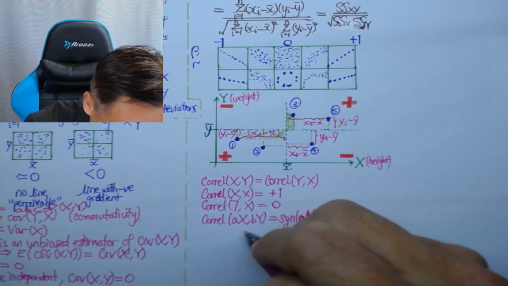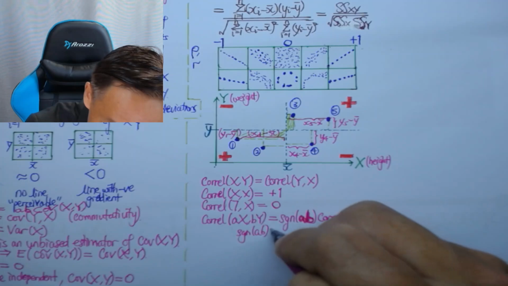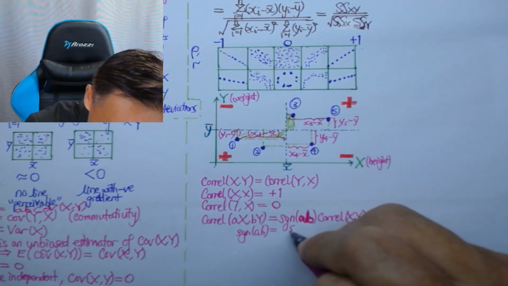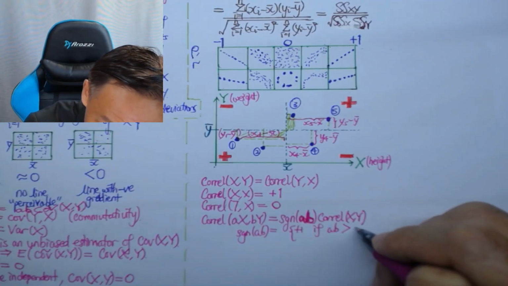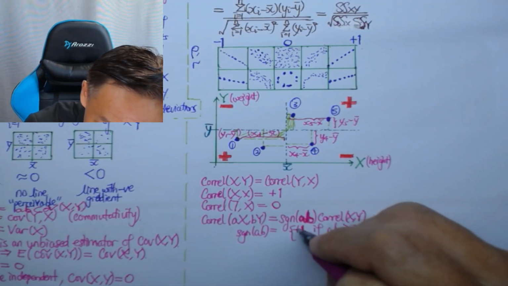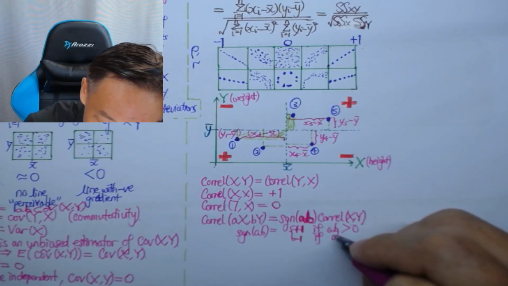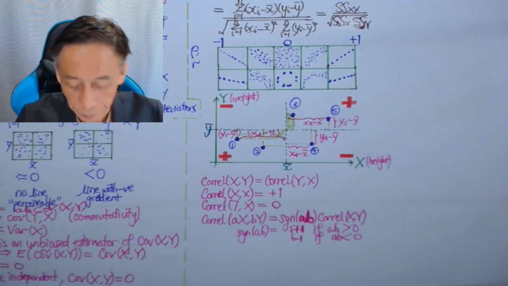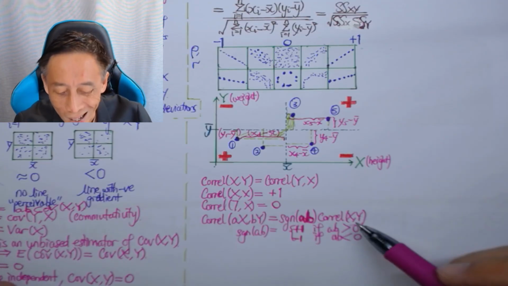Okay, so the sign of AB is a function that is +1 if AB, the product, is greater than 0. And it is -1 if AB is less than 0. And it is 0 if AB is 0. Right. Fine. So, yeah, we have the correlation of XY.